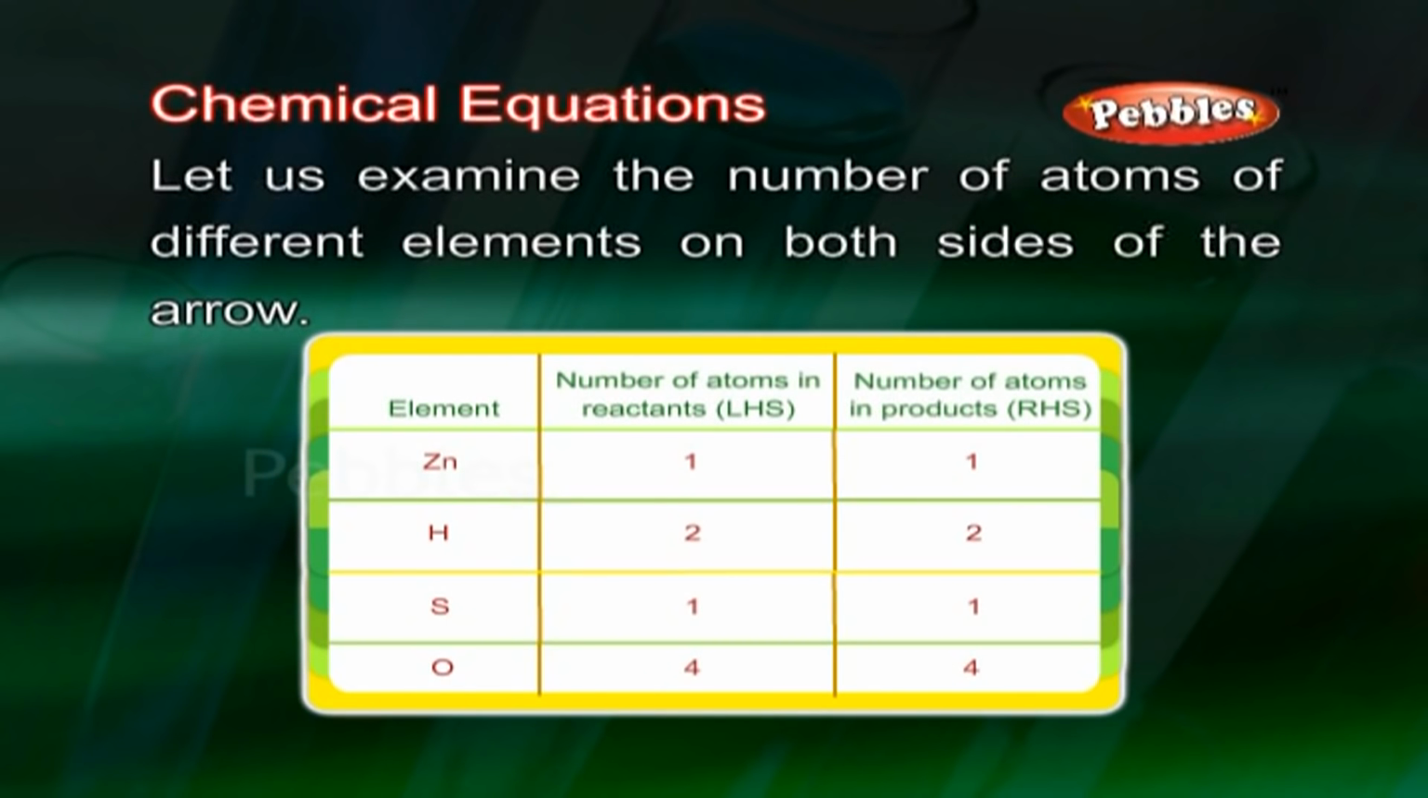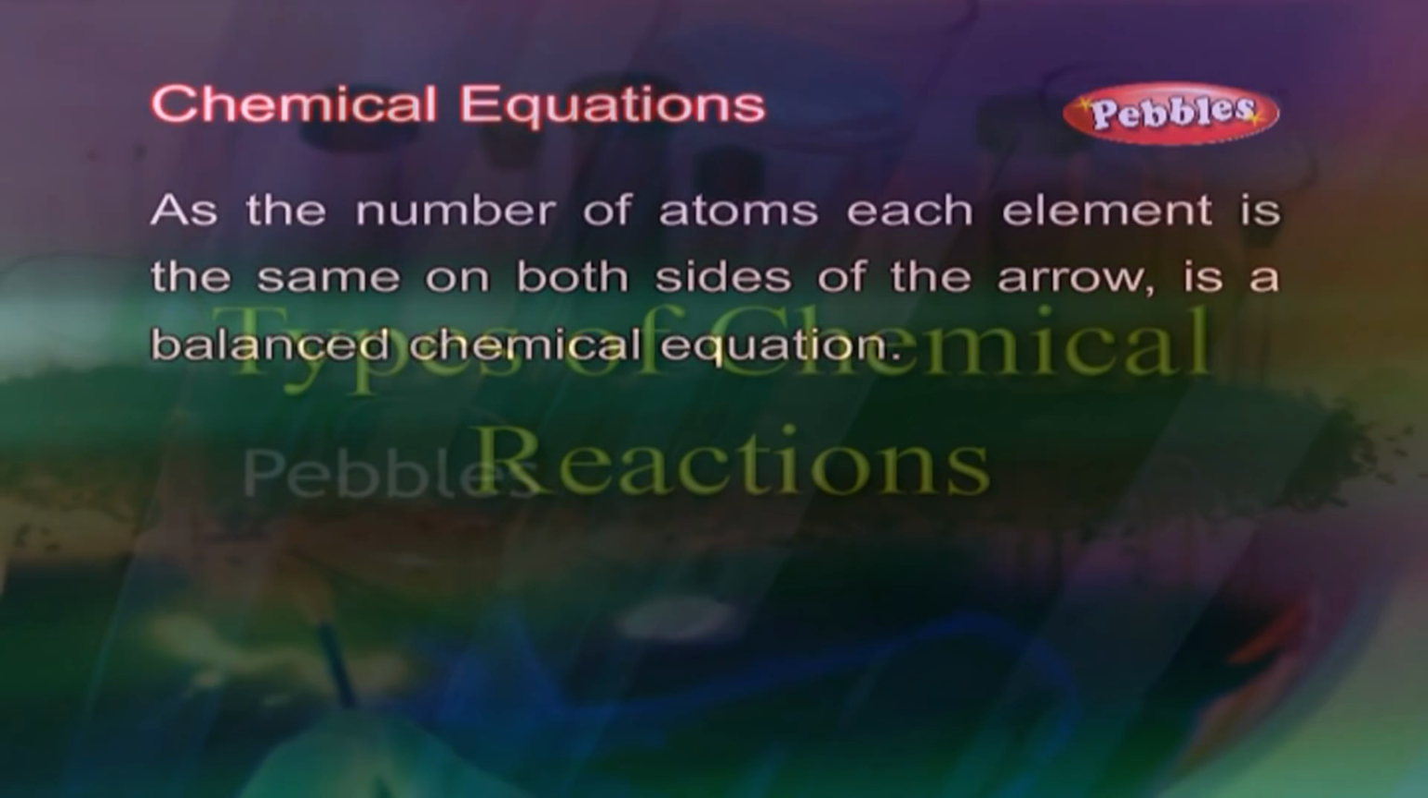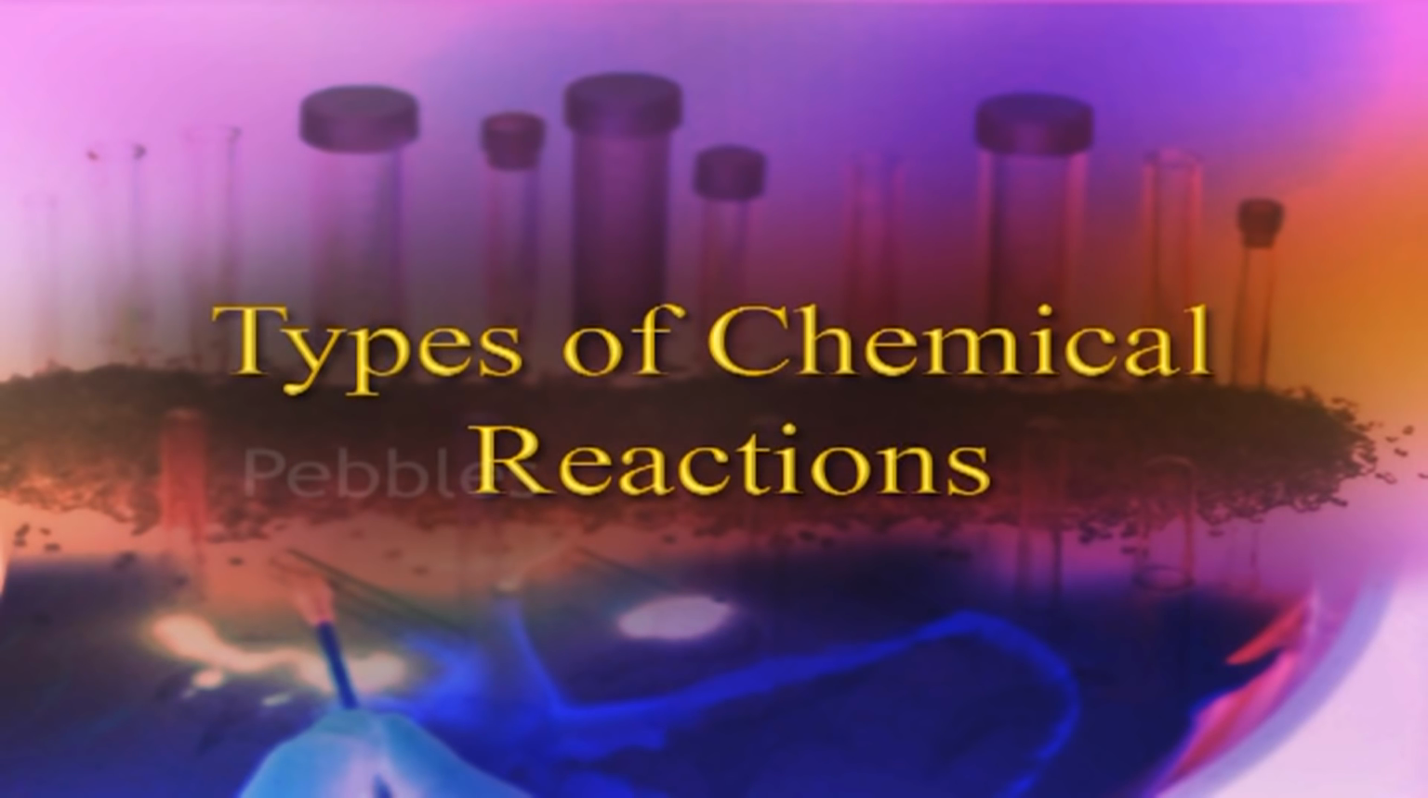Let us examine the number of atoms of different elements on both sides of the arrow. As the number of atoms of each element is the same on both sides of the arrow, it is a balanced chemical equation. Types of chemical reactions.